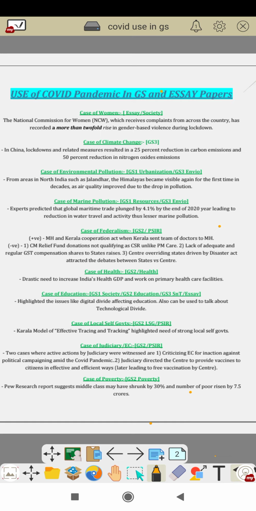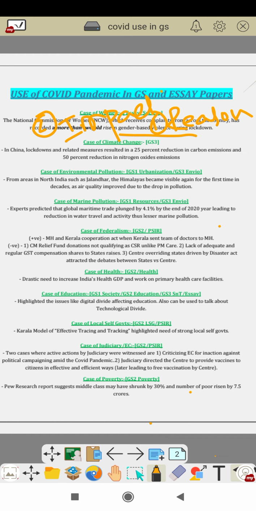Okay. So first is related to the case of women. This report by NCW has highlighted that gender based violence has increased. So this fact can be used to highlight COVID as a reason for the rise of gender based violence. And secondly, this fact can also be used to highlight the impact of COVID on women. Okay, so this can be used in society related papers or questions along with the essays.